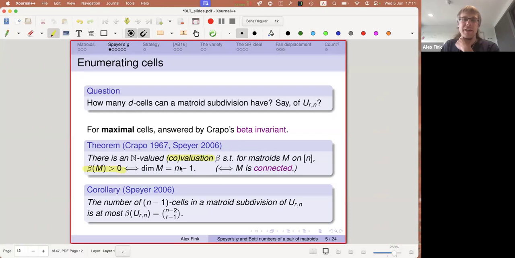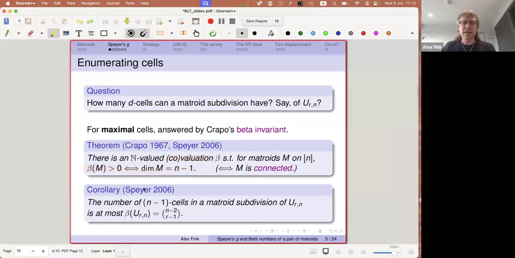It's both a valuation and a co-valuation, in fact, because it is 0 on all disconnected matroids and strictly positive on all connected matroids. That's when I should have highlighted this. Meaning that if I want to evaluate beta of my big M, say, U(r,n), well, I get a positive contribution from every maximal cell and a 0 contribution from all the lower dimensional cells. A positive natural number is at least 1, so I get at least 1 contribution from all the maximal cells, but the total sum is beta of M. So beta of M is an upper bound on the number of cells.